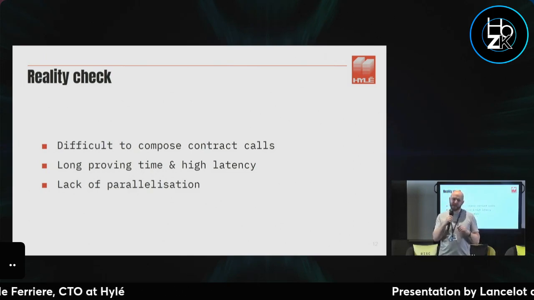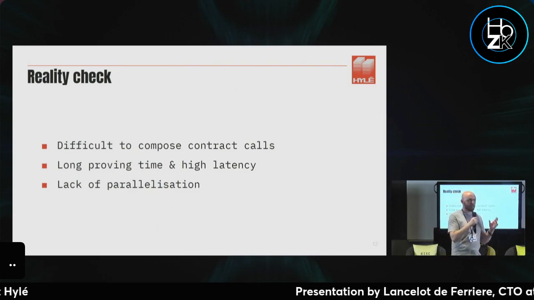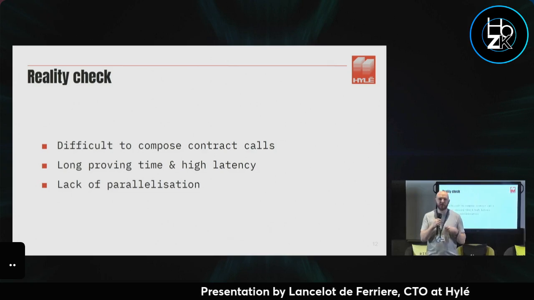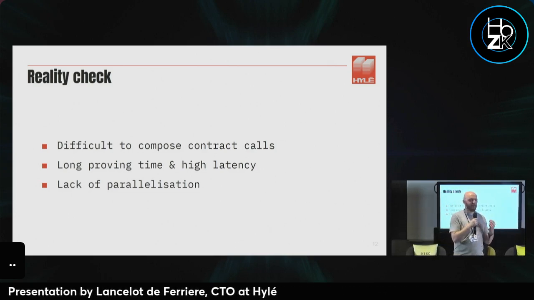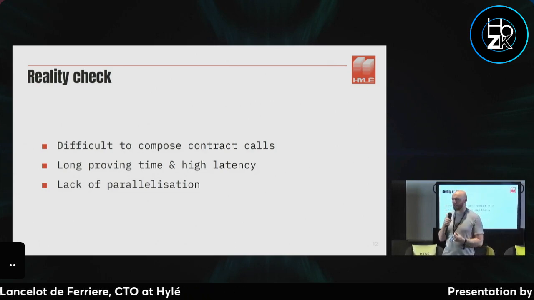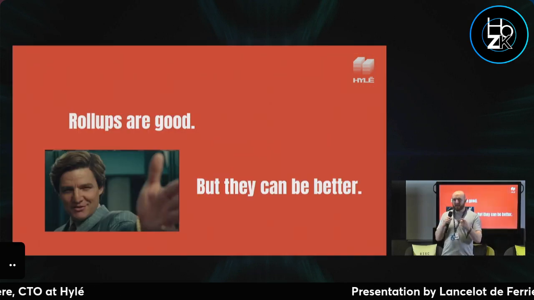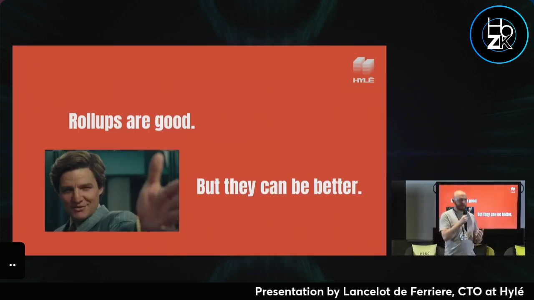One of the things that I didn't gloss over, but because layer 2s are centralized, you only have one person trying to post proofs, and so they don't have parallelization. If you try to have many users at the same time, then you run into issues. So rollups are good, but they could be better, and here's how to make them better.